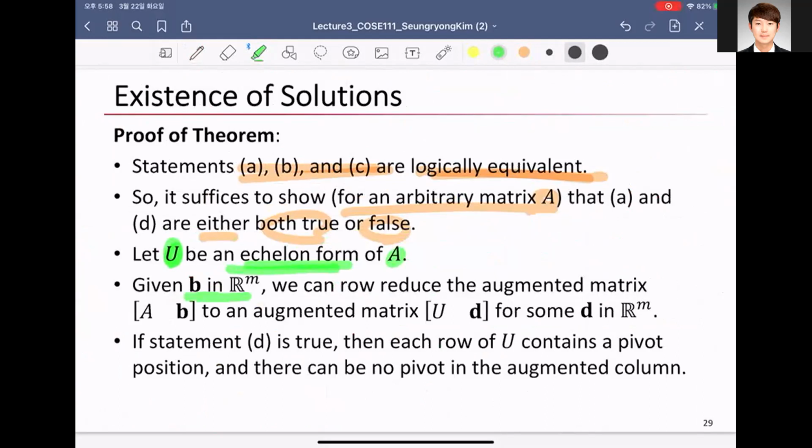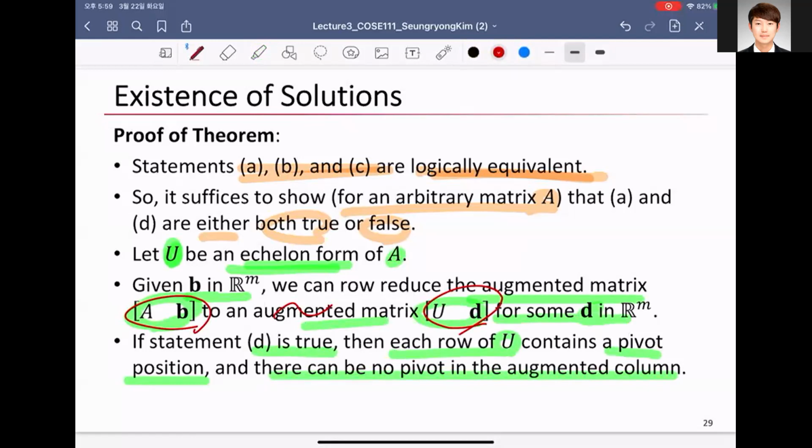Then given B in R^m, we can now reduce the original augmented matrix [A b] to the augmented matrix [U d]. U is the echelon form of the matrix A. We can now reduce [A b] to [U d]. If statement D is true, each row of U contains a pivot position, and there is no pivot in the augmented column. In other words, our echelon matrix [U d] here.